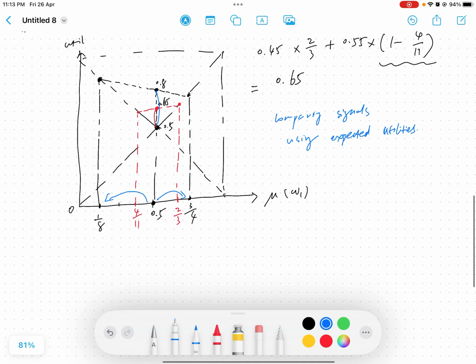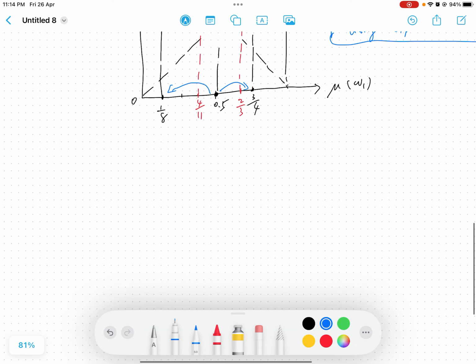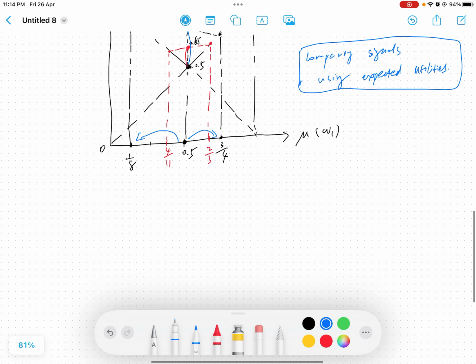Okay, so that's the first approach that we can use to compare two different signals to see which one has a higher value, right? So next we're going to introduce the second approach, to see which signal brings more information.